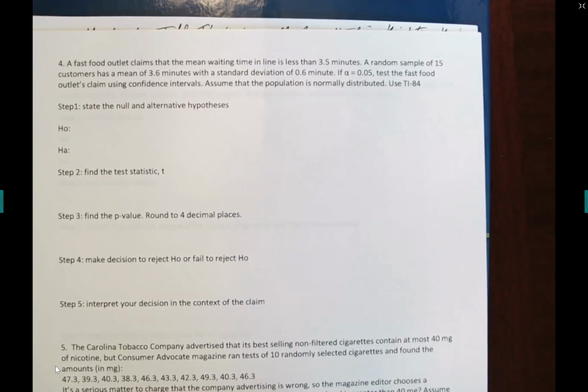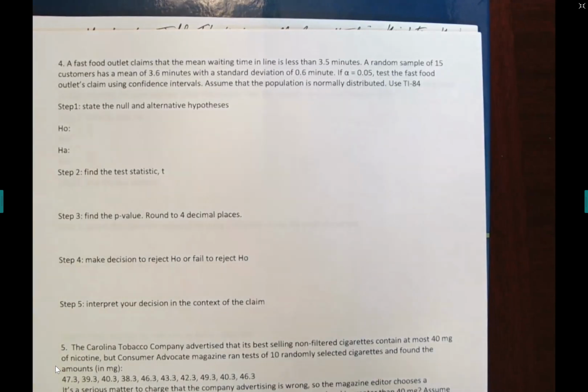A fast food outlet claims that the mean wait time in line is less than 3.5 minutes. A random sample of 15 customers has a mean of 3.6 minutes with a standard deviation of 0.6 minutes. You notice, guys, there is no mention here of the population standard deviation. It's all t-test. Actually, the t-test is a lot more important than the z-test, but I did quite a bit of questions on the z-test because it was the section to begin with. That was section 7.2, and this is 7.3.